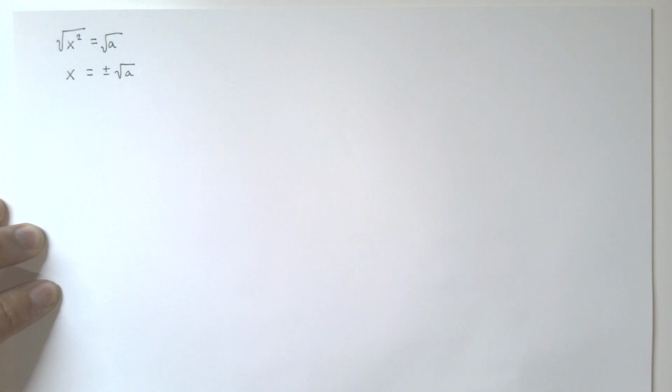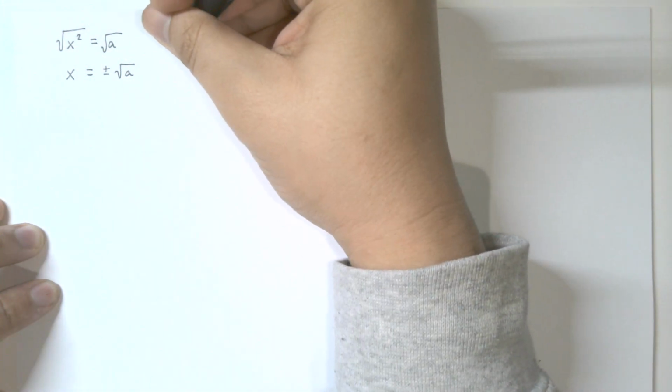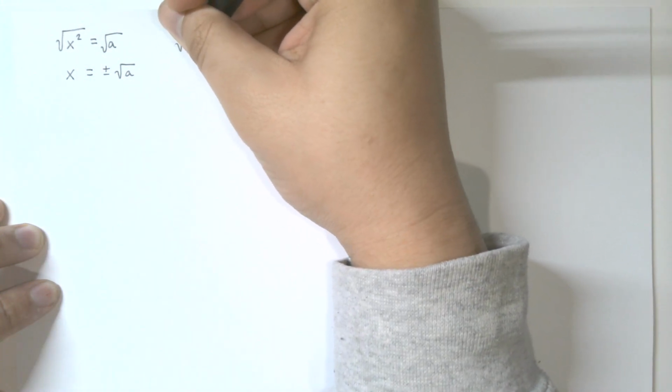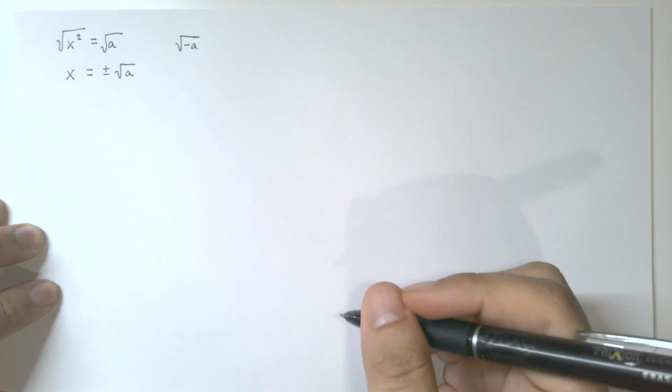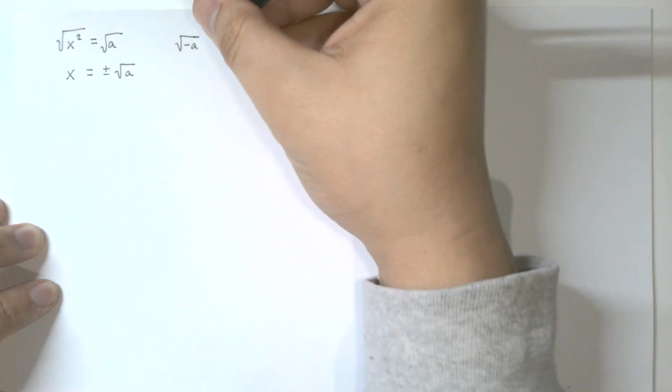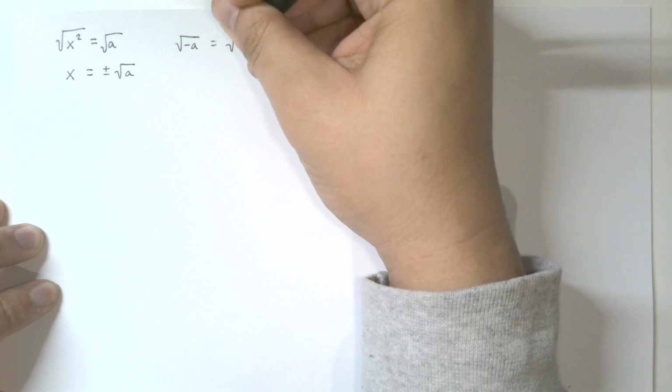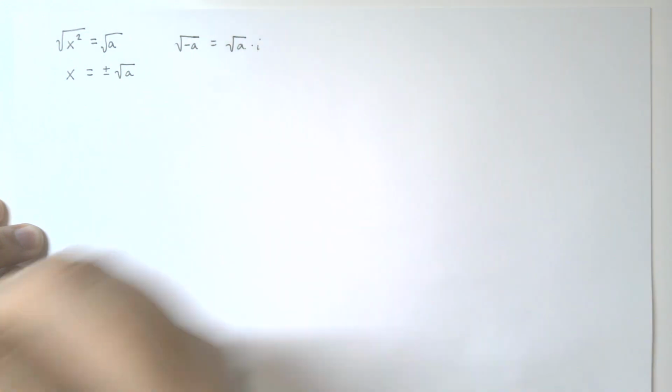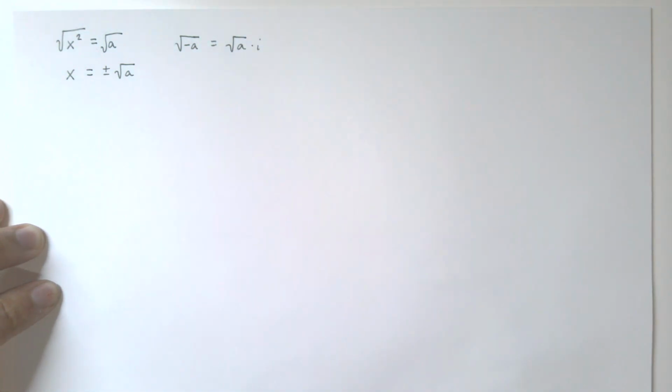The other piece of information is that when we take the square root of a negative number, such as the square root of negative a, we get the square root of a times i. So with these two pieces of information, that's how we're going to be able to solve problems 1 through 12.